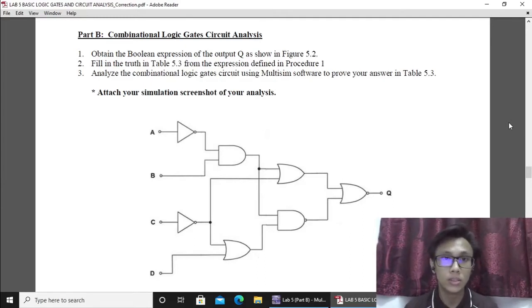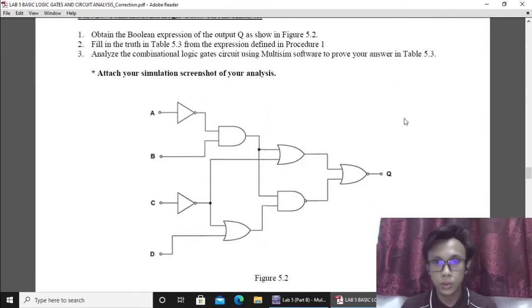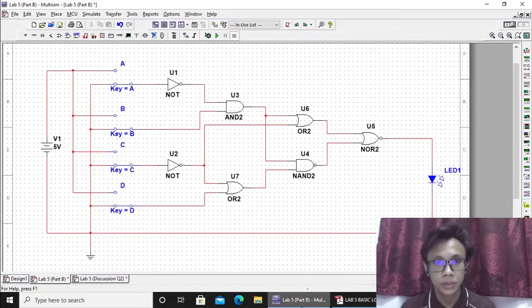Now it is my turn to explain what's left in our lab today, which is part B, combination logic gate circuit analysis. By referring to this figure, we are able to construct a circuit by using the Multisim simulator as shown. For this circuit, we are using an LED as the indicator of the output from the circuit and 4 switches as the inputs of the circuit.